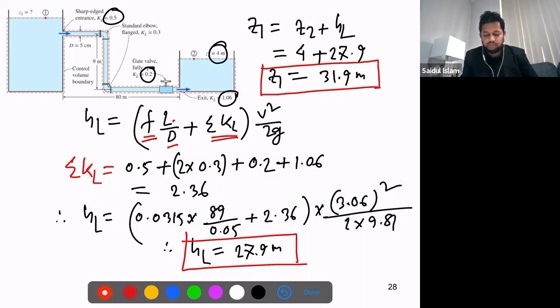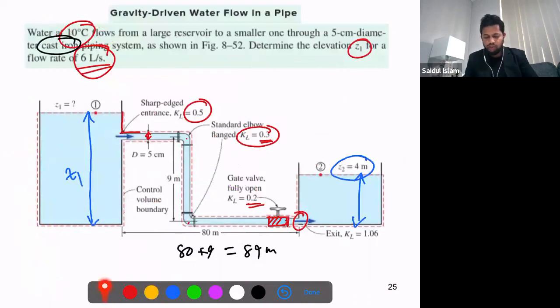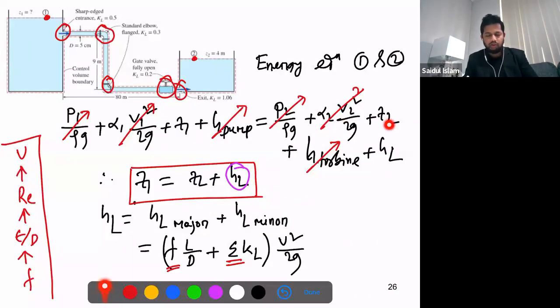So we calculated the friction factor by using the Colebrook equation, and then we calculated the minor loss, and then we got the elevation here, this one. If I do a quick review of what I did, then maybe it will be much clearer. Here, all this information was given. We used the energy equation. At this point, the pressure and velocity are similar, so we cancel them out. We do not have any pump or turbine, so we cancel that out too. So now it's J1 equal to J2 plus HL.